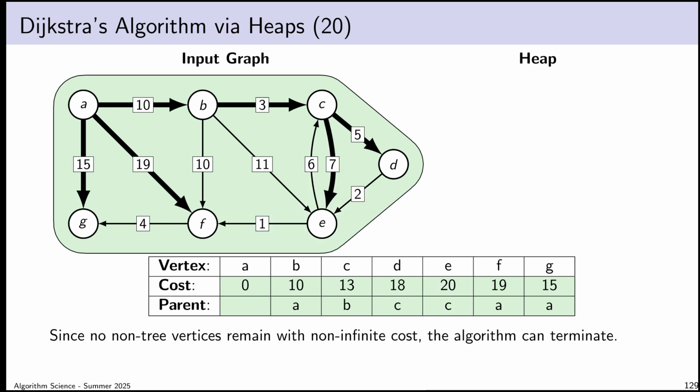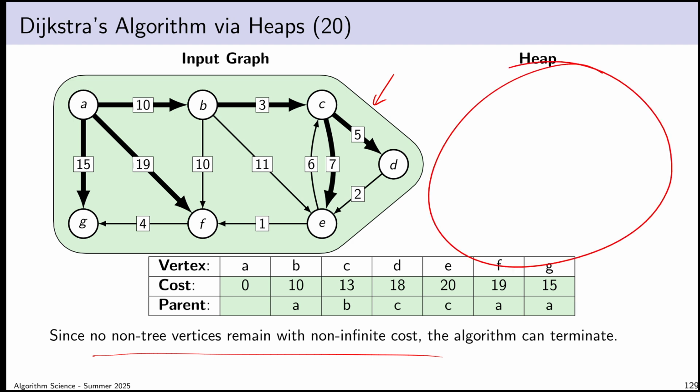Now, as before, the termination condition here sounds more complicated than what I need. Notice that, first, the number of vertices in the tree is equal to the number of vertices in the graph, so I know I can bail out for that. Also, the heap is empty.